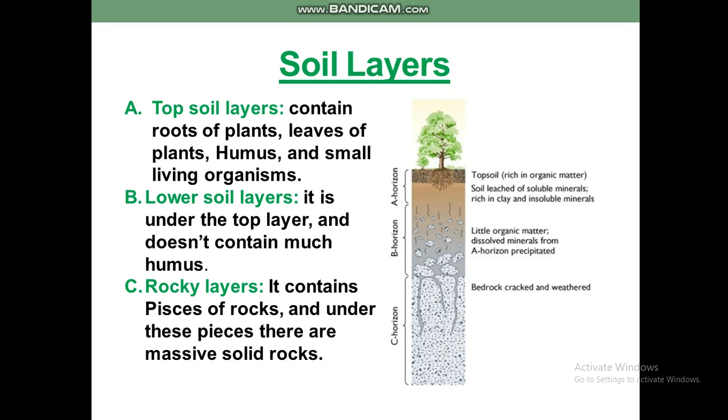is under the top layer and doesn't contain much humus. And the C horizon is the rocky layer which contains pieces of rock, and under these pieces there are massive solid rocks.